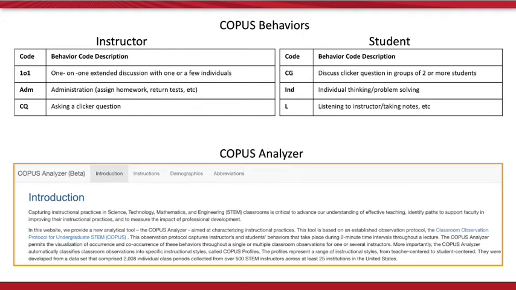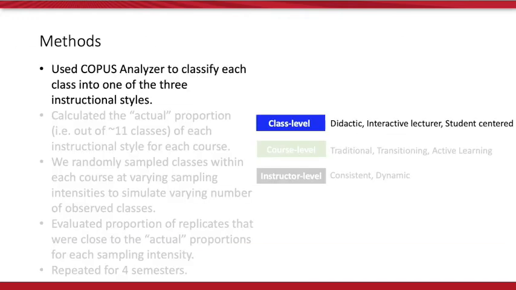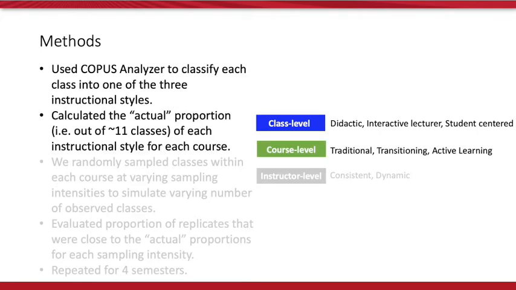The resulting data were then uploaded into an online platform called the COPUS Analyzer. The COPUS Analyzer uses the submitted data to categorize each class into one of 3 instructional styles. We then calculated the actual proportion of each instructional style for each course out of the 11 classes sampled.